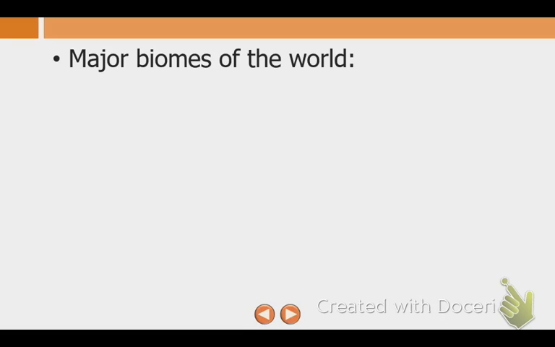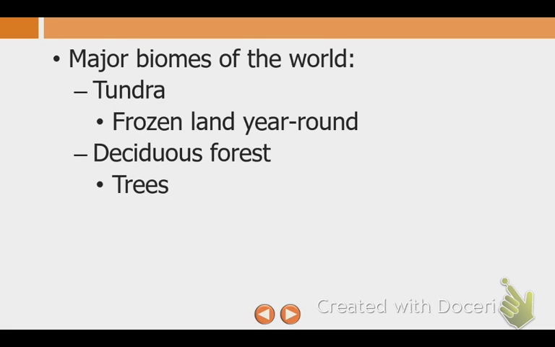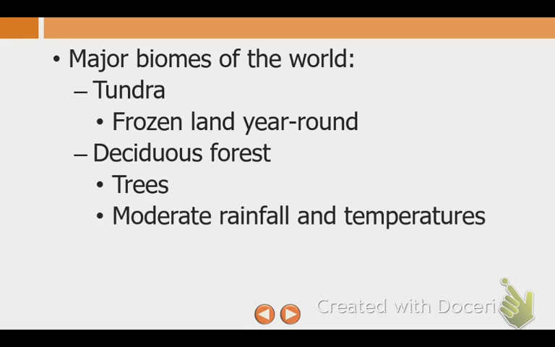So here are some major biomes of the world. You've got a tundra. This includes frozen land year-round, areas that are very polar, very dry, it's frozen. You have a deciduous forest area. Obviously, because it's a forest, you're going to have trees. You also have moderate rainfall and temperatures. Moderate just means that they're kind of average, not extremely high or extremely low. So they have a medium amount of rainfall and pretty average temperatures.